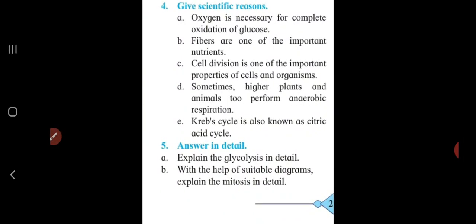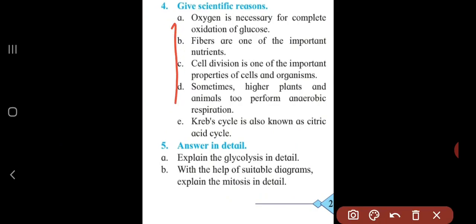Then these are give reasons. Prepare all these give reasons, as questions can come on them. Then there is answer in detail. This may come for 3 marks or 5 marks. Here the example of the question is: with the help of suitable diagram explain mitosis in detail. Here it's mentioned with the help of suitable diagram, so it's obvious that you are supposed to draw the diagram.